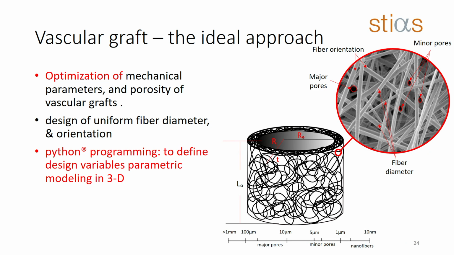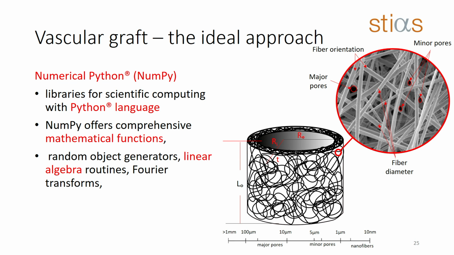So in the ideal approach, we're trying to design a uniform fiber diameter. Uniform fiber diameter, because we want to see if the fiber diameter is uniform, can they have uniform, for example, cell attachments? Can we have uniform strength, for example? And one of the approaches that we use in this design is Python programming. Python programming, as I'm going to demonstrate shortly, is a programming language that has been used for parametric modeling to try and create structures from their microscopic level.